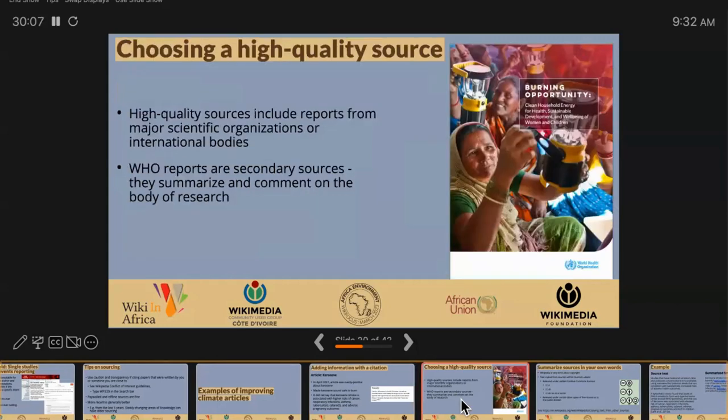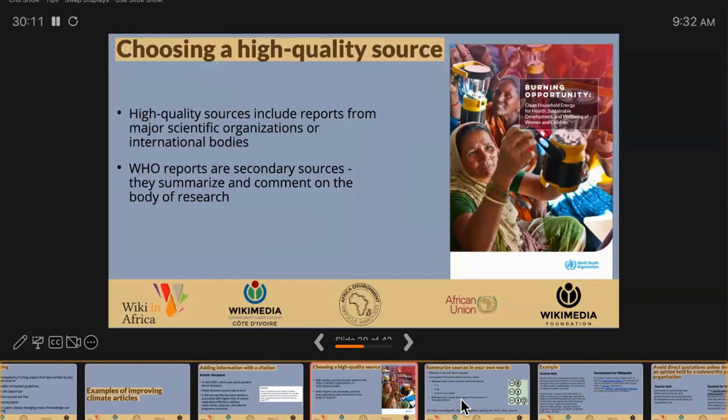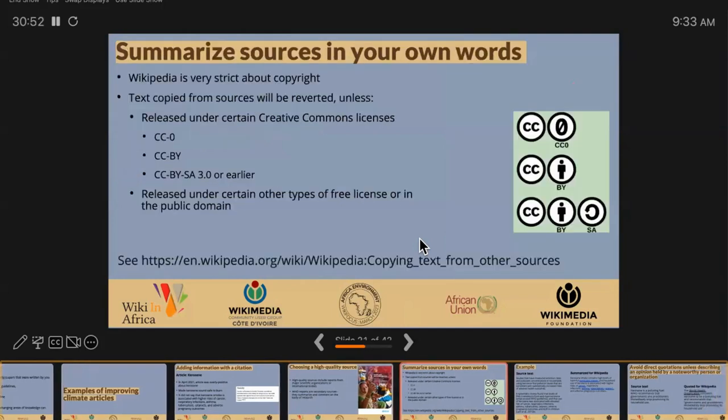So the first step in fixing this kind of problem is choosing a high quality source. When you're talking about health effects, it's really important to choose high quality secondary sources, looking at what the major scientific organizations or international bodies say. There's a World Health Organization report on clean cooking and the issues around cooking with wood, kerosene or coal, which are all very, very common in Africa. The World Health Organization has multiple reports about that, because it's a major international health issue. So there's really great sourcing about it.